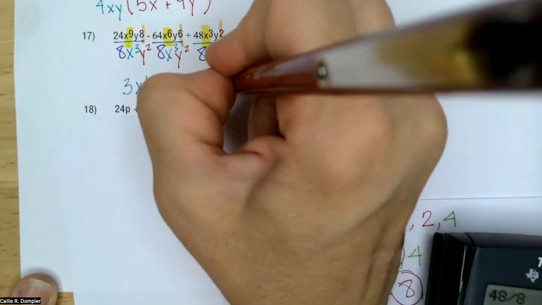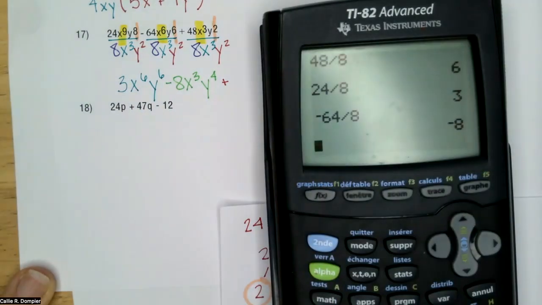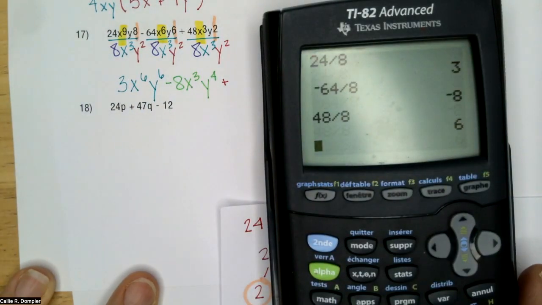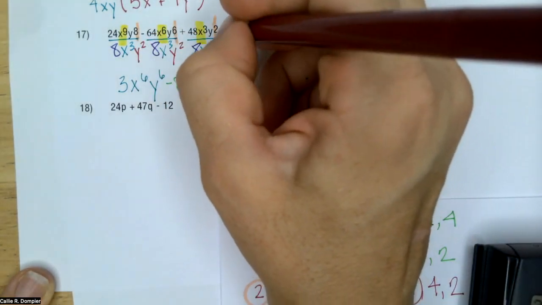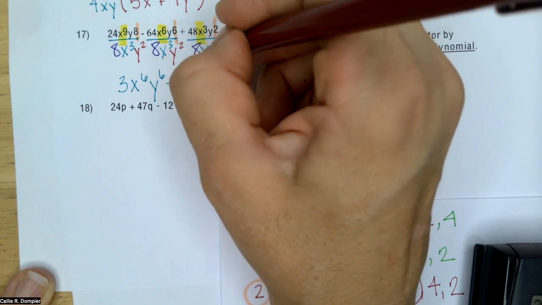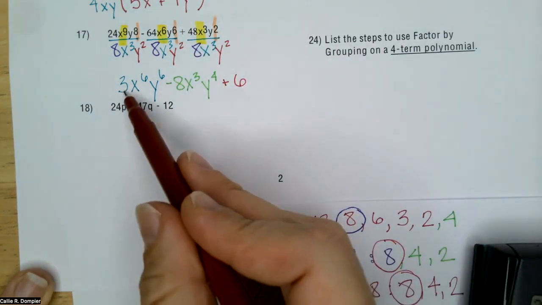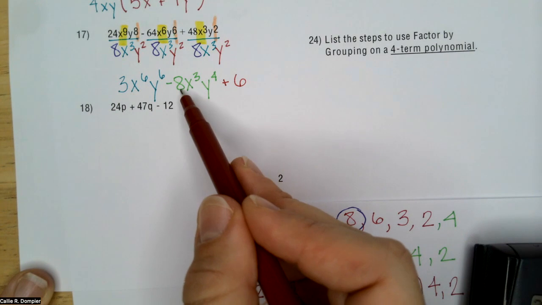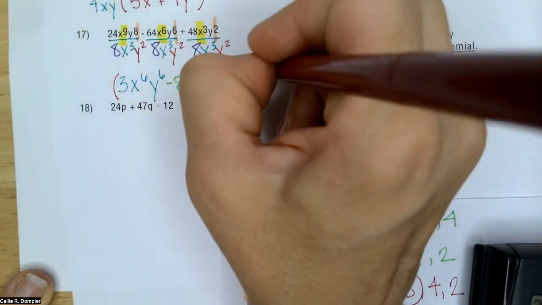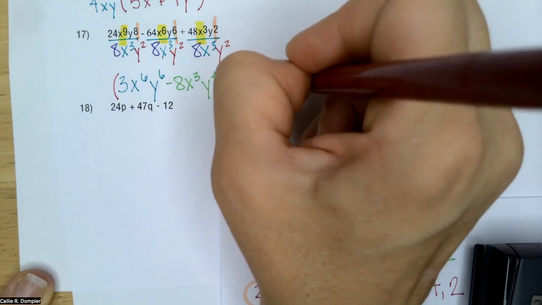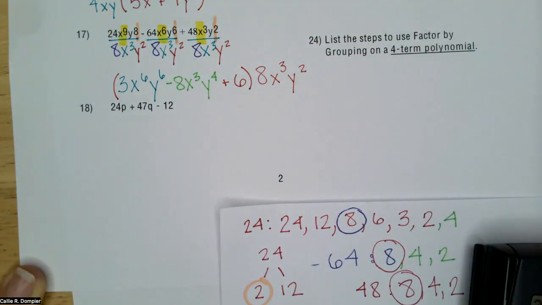Plus 48. 48 divided by 8 is 6. x to the 3rd divided by x to the 3rd is 1. y squared divided by y squared is just 1. So we have 3x to the 6th y to the 6th minus 8x to the 3rd y to the 4th plus 6, times 8x to the 3rd y squared. That's factoring out the greatest common factor. Good?